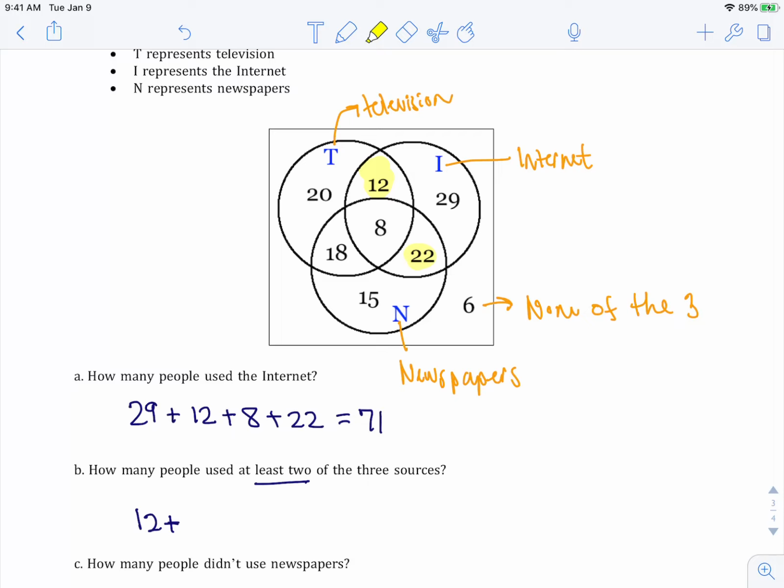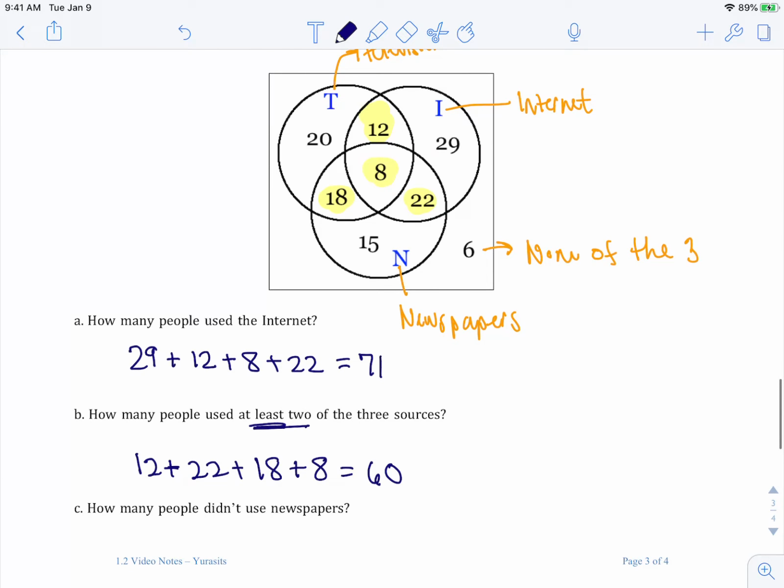That 22 is internet and newspaper. This 18 is television and newspaper. And this 8 is all 3. Hopefully that makes sense to you because that's where all 3 of their circles are overlapping. But because they said at least, I can include that. If it just said just 2, I wouldn't put it in, but it said at least. So this gives me 12 plus 22 plus 18 plus 8 gives me 60.